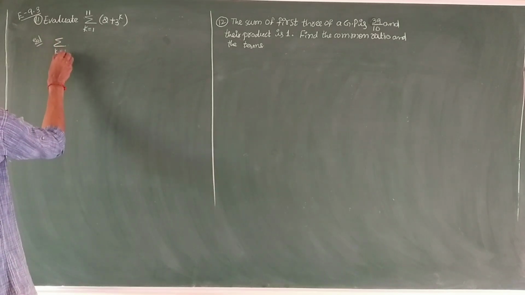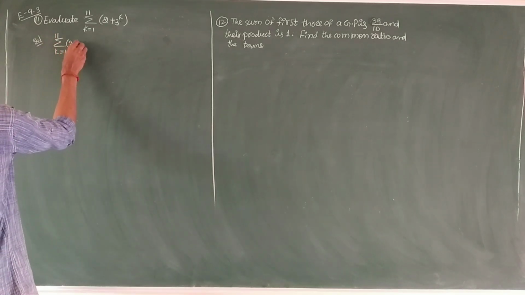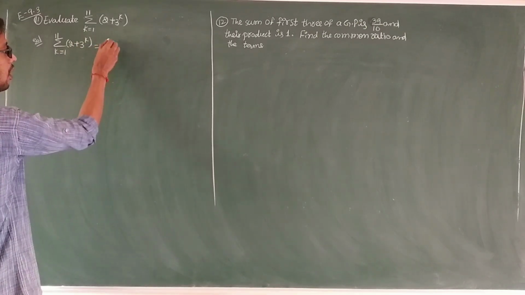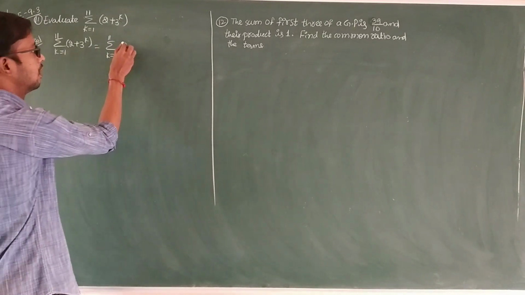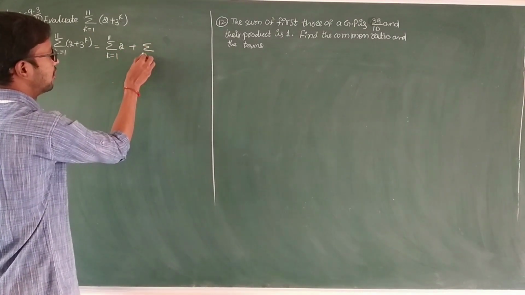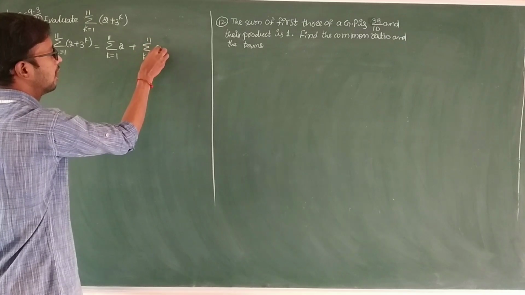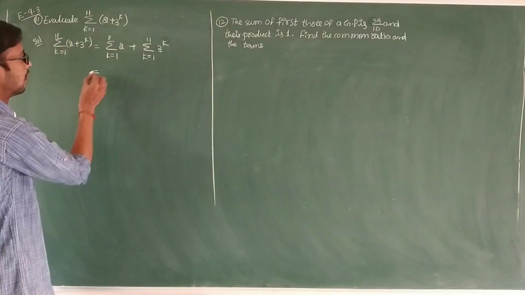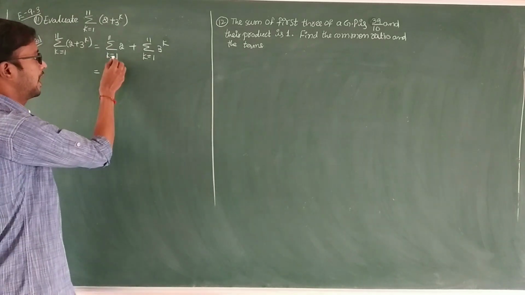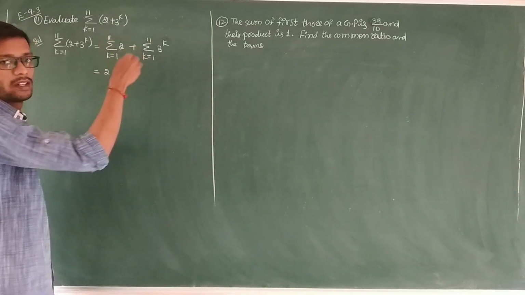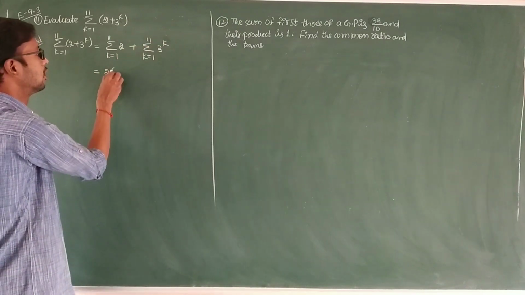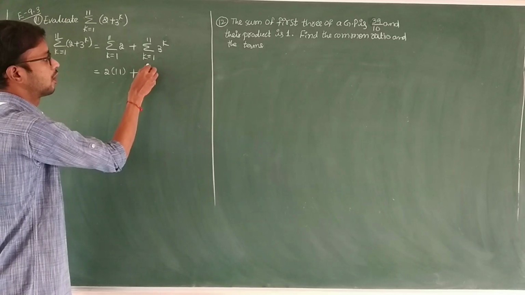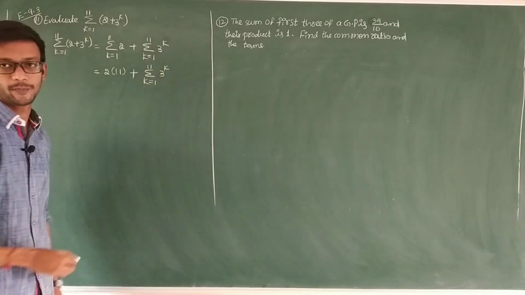Summation k equal to 1 to 11 of 2 plus 3 power k. So now separately make this summation: 2 plus summation k equal to 1 to 11 of 3 power k. Next step. How many times addition we have to make? 11 times. So 2 plus 2 plus 2 up to 11 times. So 2 into 11 I am writing, plus summation k equal to 1 to 11 of 3 power k.